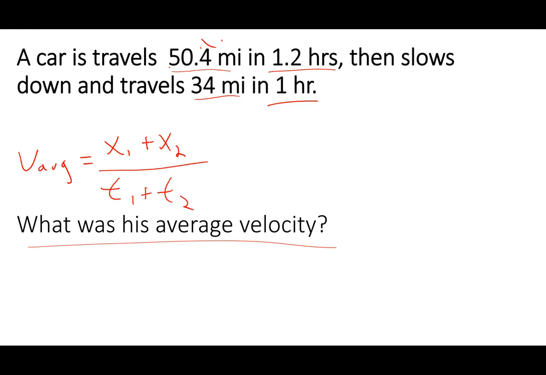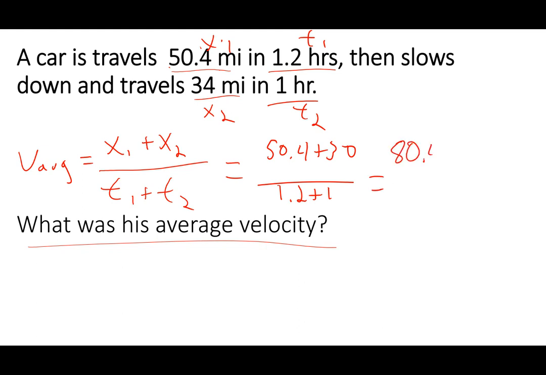And so this is my x1, and this is my x2. They have the units of miles. This is my t1, and this is my t2. So 50.4 plus 30 divided by 1.2 plus 1, that gives me 80.4 divided by 2.2.